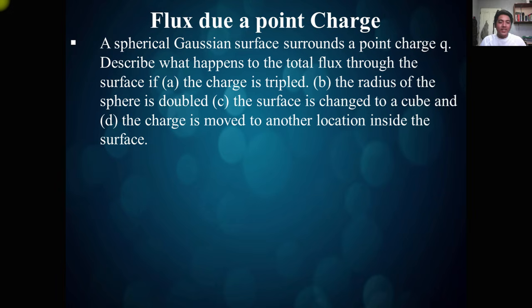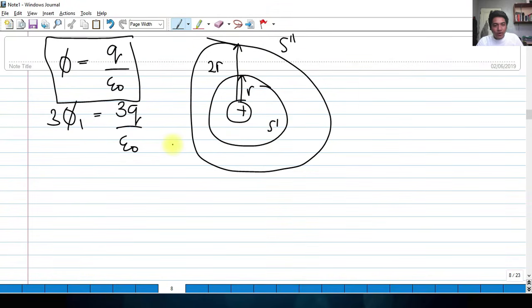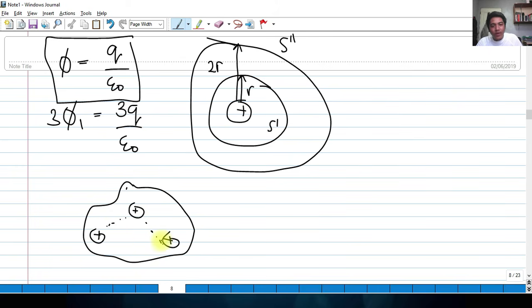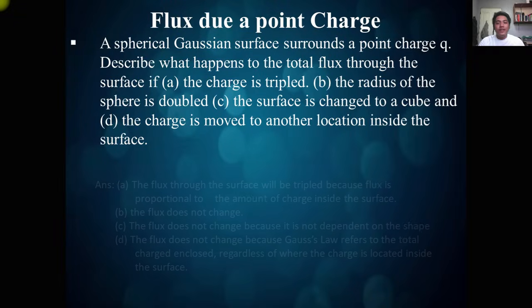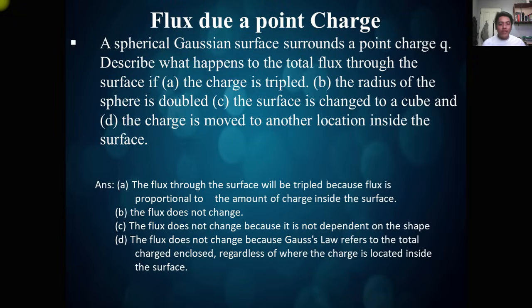But since it is only moved to another location inside the surface, let's say this is our surface and this is my charge. If I move it here, nothing will happen. If I move it here, nothing will happen. The electric flux is still the same, Q over epsilon sub 0. So here is our answer: it is independent of the location inside the surface.